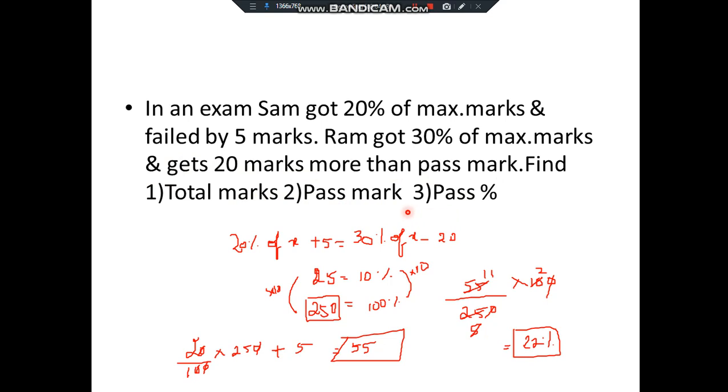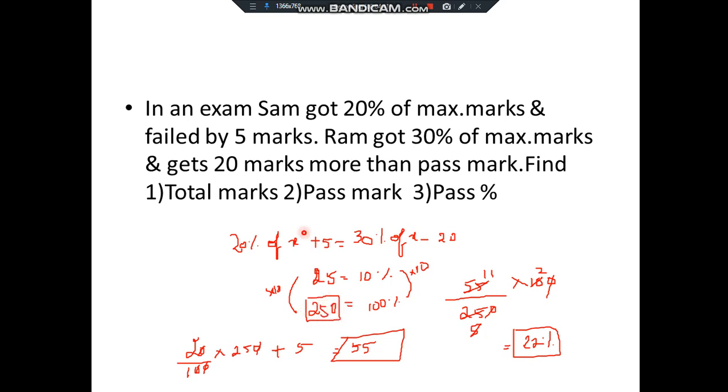Now, equating both sides by pass. Okay, so 20% failed by 5 marks means we have to add plus 5. Then 30% minus 20. So 10% is equal to 25 you get. We have to find total marks, which is 100% is equal to what? See here, the relation I can build is 10 into 10 is 100. So obviously 25 into 10 is 250. Okay, so the total mark is 250.